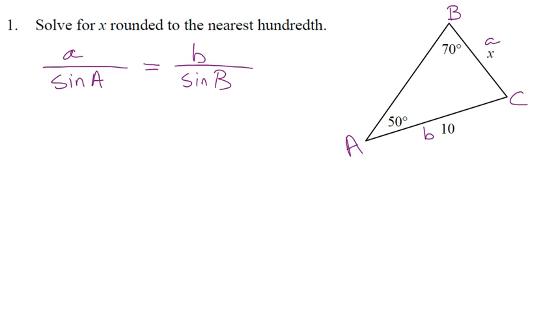We're solving for an unknown side, so we're going to use the form where the side is up top. Now you can see the problem: I need to know 3 out of 4 of these things, and in this case, what have we got? We've got angle A, we've got little b, and we've got sine of b. So little a, which is x, over the sine of 50 degrees is equal to little b, which is 10, over the sine of 70 degrees.